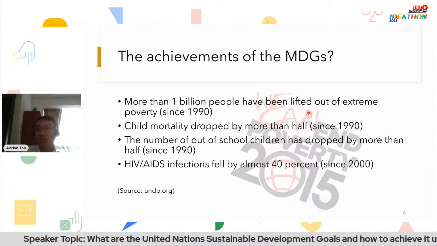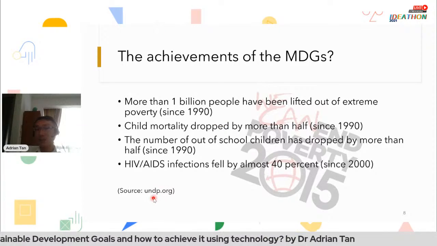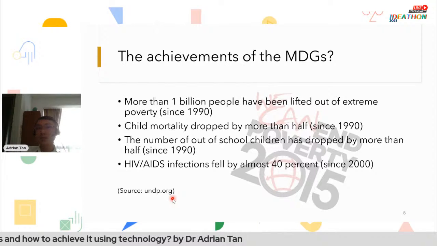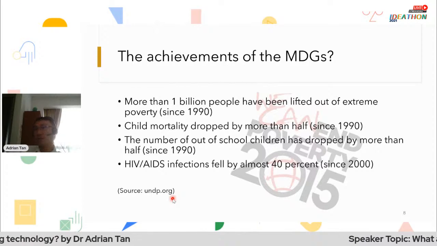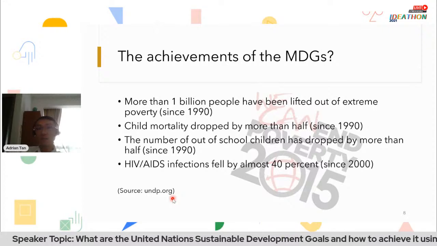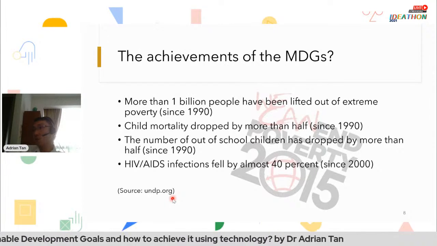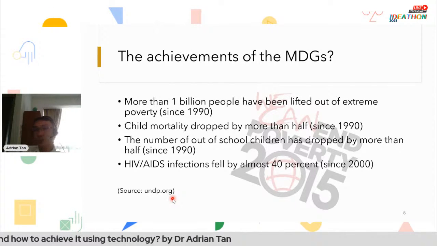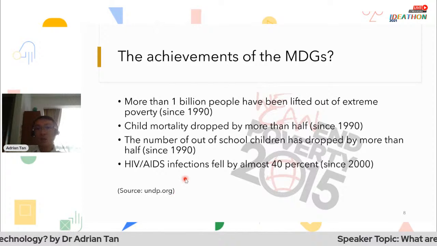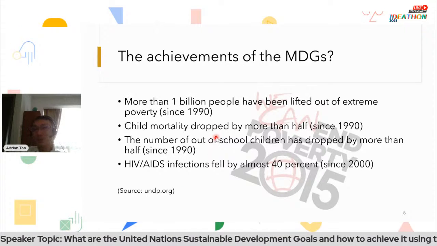The 8 MDGs did achieve some things. According to UNDP, the United Nations Development Program, more than a billion people were lifted out of poverty since 1990. And of course, the MDGs accelerated the movement. Child mortality, that means child death, dropped by more than half. The number of out-of-school children also dropped by more than half, so that more children in all parts of the world, especially the third world, developing countries, were able to gain free education. And when it comes to health, HIV and AIDS were the big issues then, and that fell by almost 40%. So these were some of the achievements.